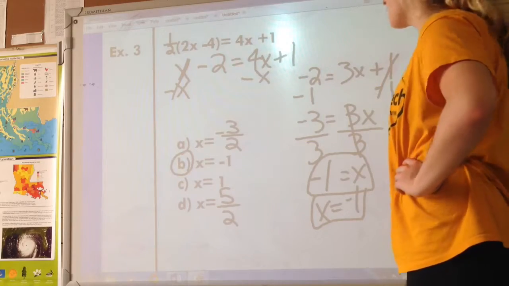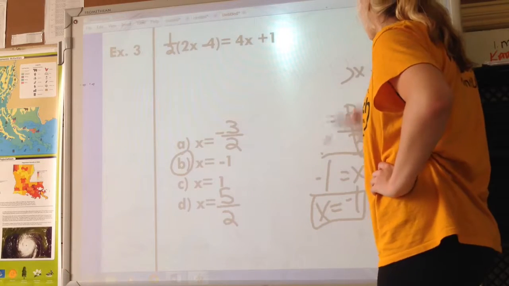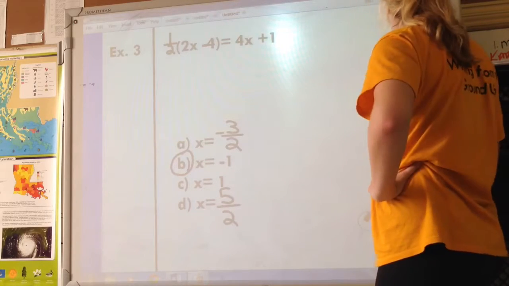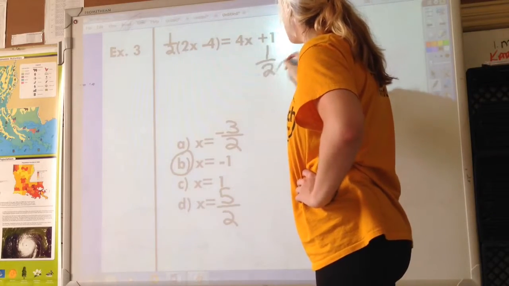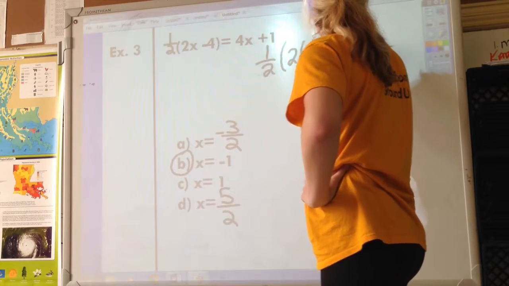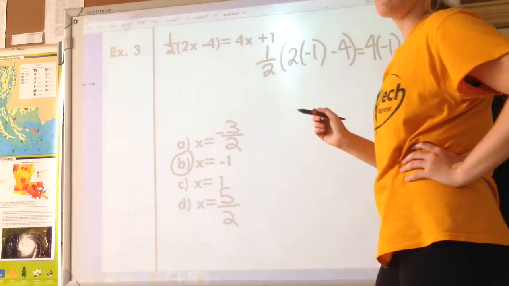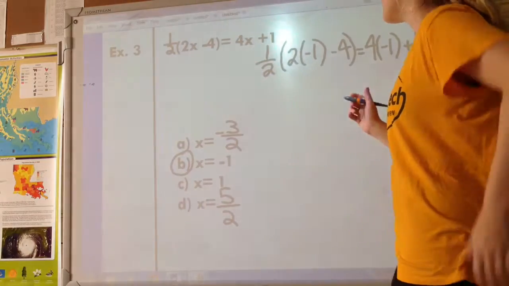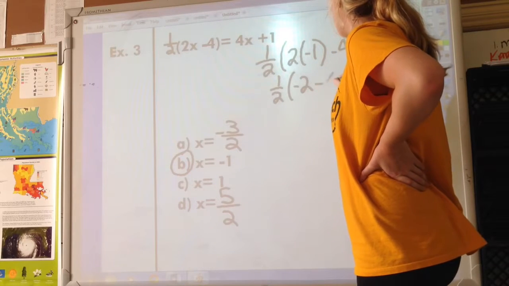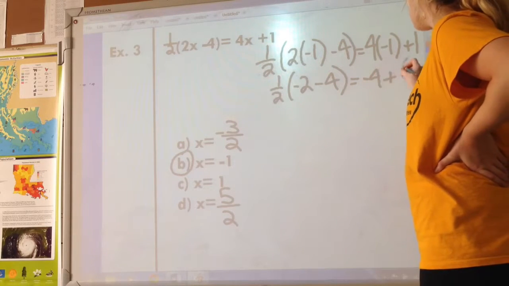Let's go ahead and plug -1 back in to make sure that we were correct. All right, so I am plugging in -1 for x. 4 times -1 plus 1. Again, by the order of operations, I know I have to deal just with the parentheses first. So I'm going to bring down 1/2. 2 times -1 is going to give me -2 minus 4. And then 4 times -1 is going to be -4 plus 1.